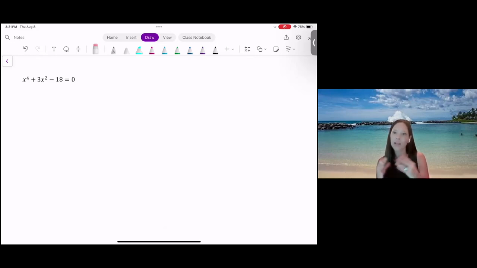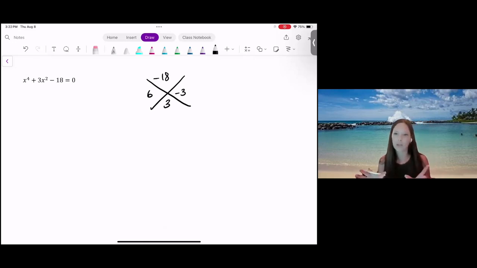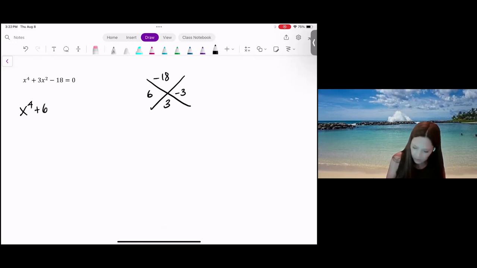So I'm going to see if I can factor this first. I can't factor it using grouping because there's only 3 terms. But what multiplies to -18 that adds to 3? 1 and 18 don't work. 2 and 9 don't work, but 3 and 6 do. If I take a +6 and a -3, that's going to work out for me in terms of splitting this up. That's x to the 4th plus 6x squared minus 3x squared minus 18 equals 0.